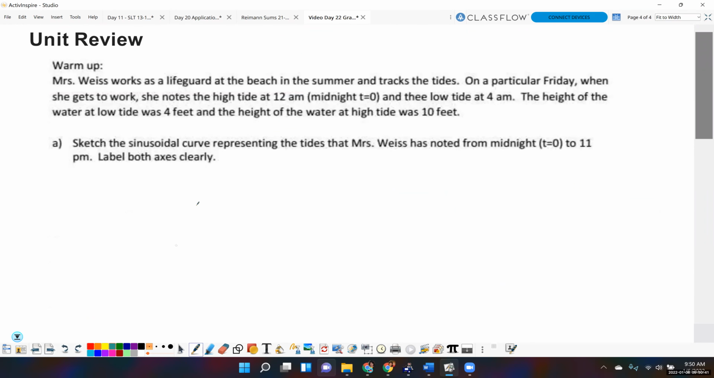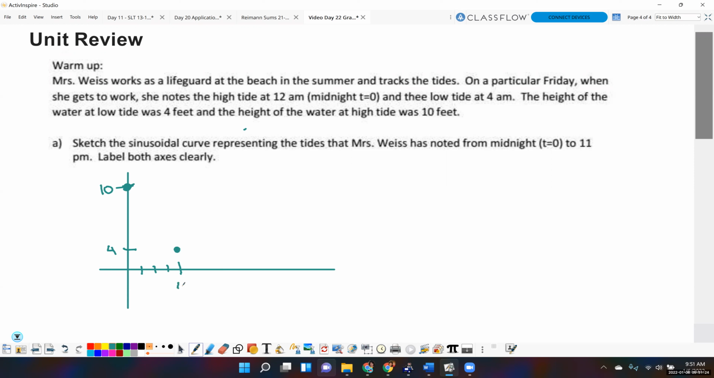And then the last problem that I'm going to do in this video is this warm-up problem. This is a great tide problem. Take a second, pause the video, and just make yourself a quick sketch. All right, so this sketch is really just for me. I know that high tide is going to occur at midnight. And that's 10 feet. I'm just going to go like 10. And then low tide is at 4. 1, 2, 3, 4. And it's 4 feet.